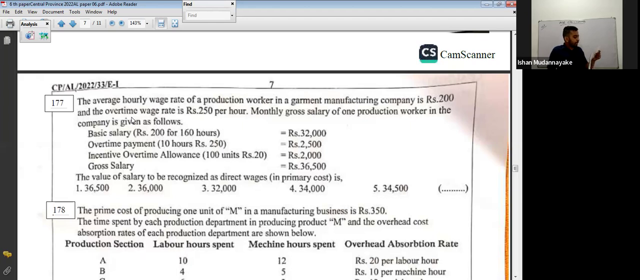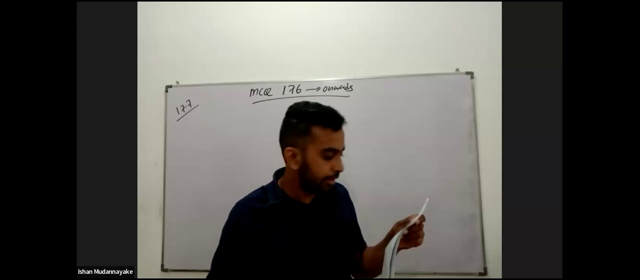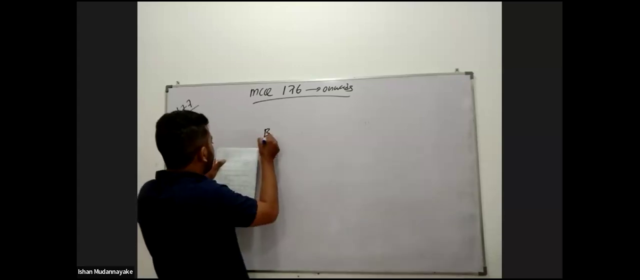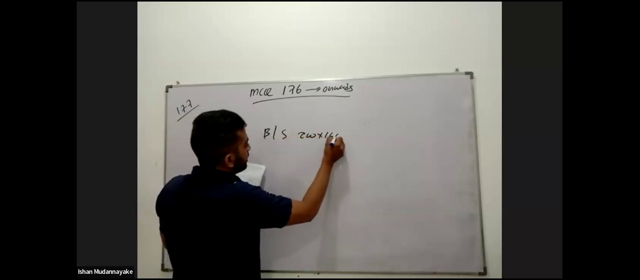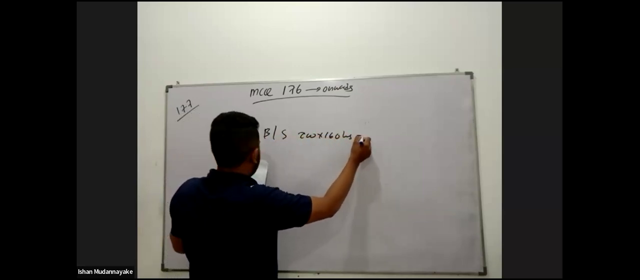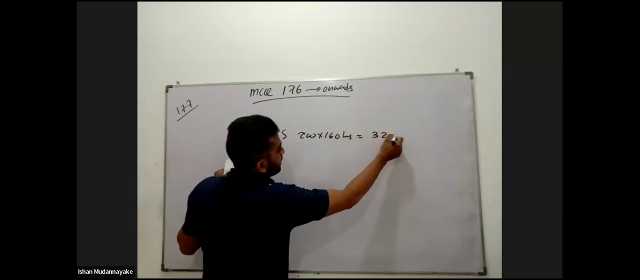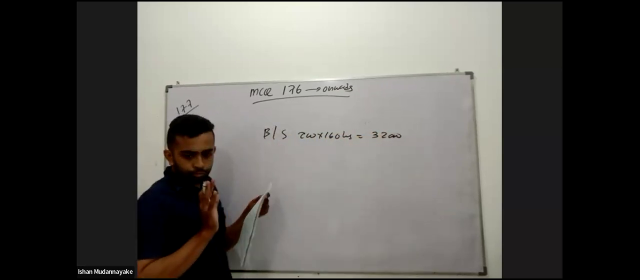The value of the salary to be recognized as direct wages in prime cost. How much are the direct wages here in this question? Basic salary is 200 into 160 hours, 32,000. Basic salary we can take into prime cost.